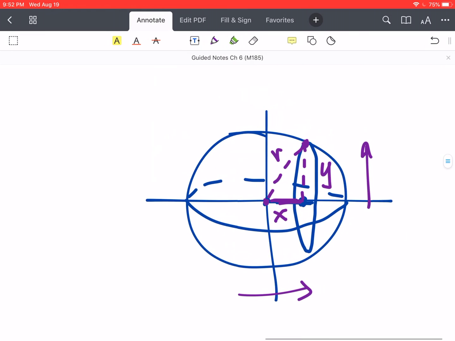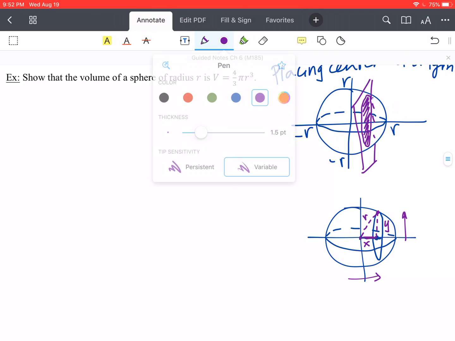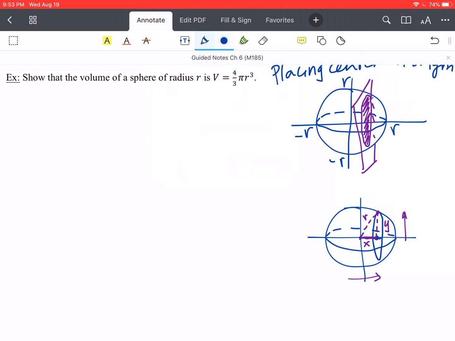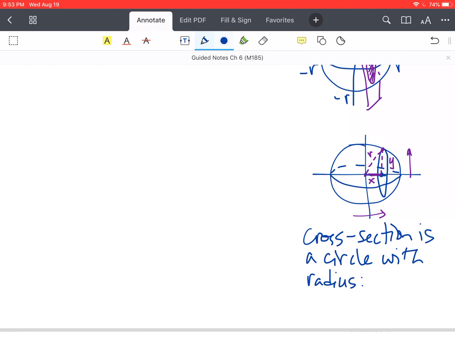Alright, so since this cross section that we found is a circle, we can come up with a formula for it. So let me go ahead and just put this down here. So our cross section is a circle with radius y, right? Y is the radius of the circle, not the sphere, the circle. And that's going to be equal to the square root of r squared minus x squared.